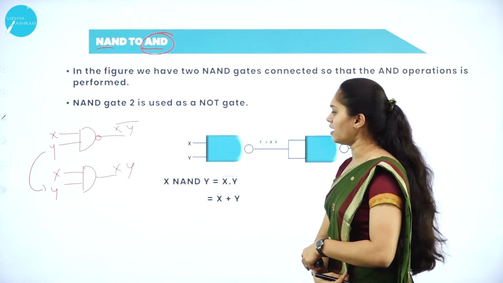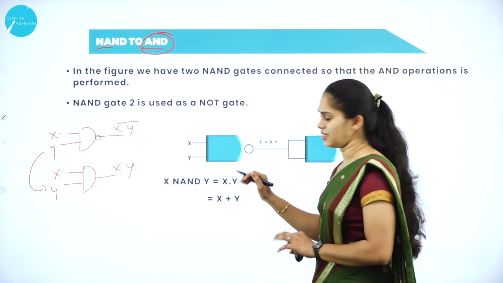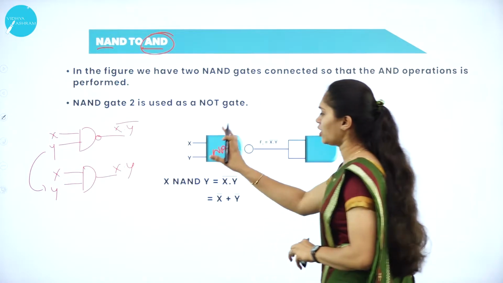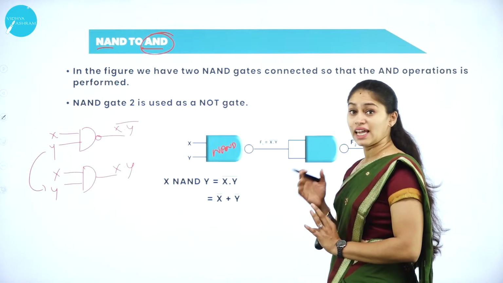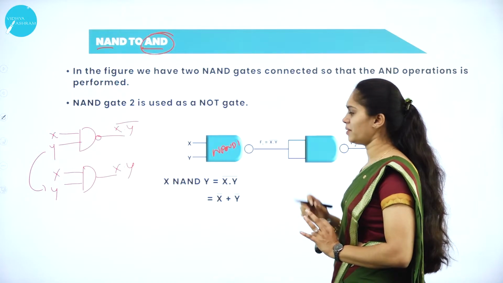Now we'll see here, x and y are the two inputs. Which gate is it? It is a NAND gate. How can I consider this as an AND gate? Because it is a complemented version of the AND gate. Here we have an inverter. So here, NAND gate 1. What will be the output?